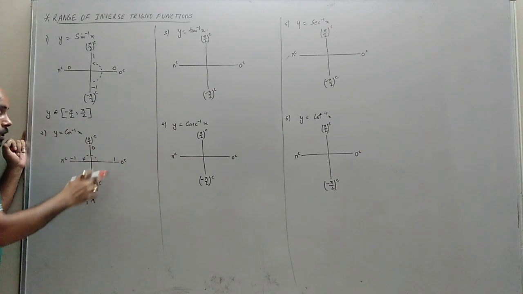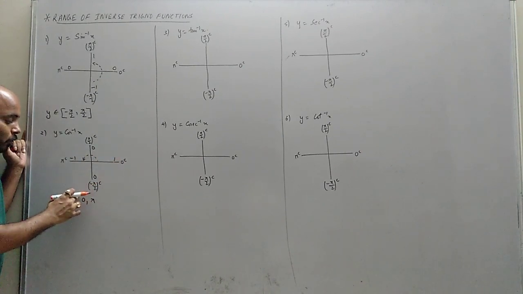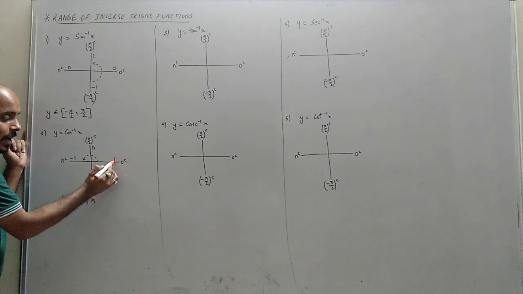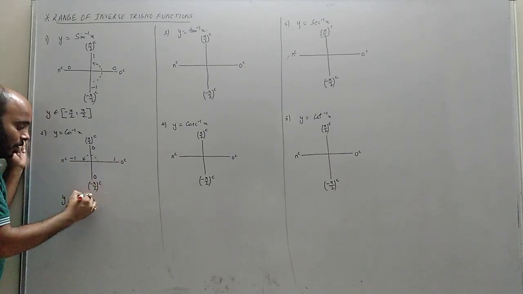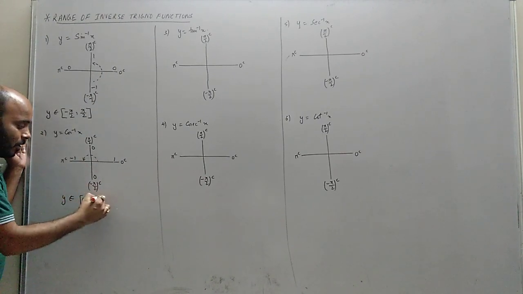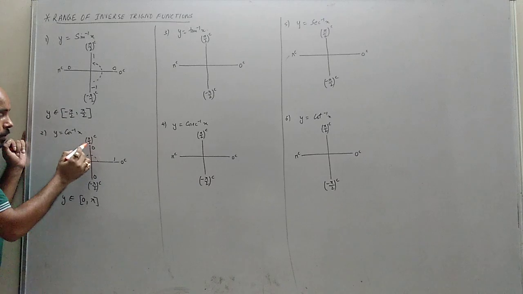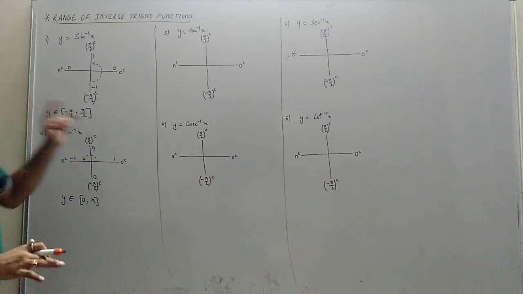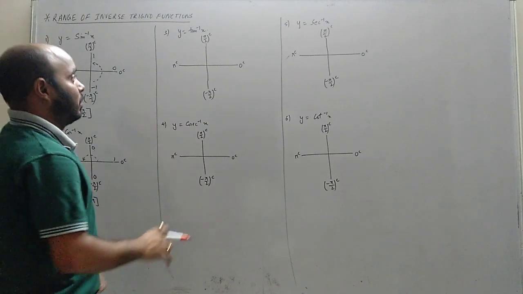Now, whether to apply close bracket or open bracket. See, at 0, what value do we have? 1. 1 is a finite number, close bracket. At pi, what value do we have? Minus 1, a finite number, close bracket. And between these two, at pi by 2, what do we have? 0, a finite number, so nothing.